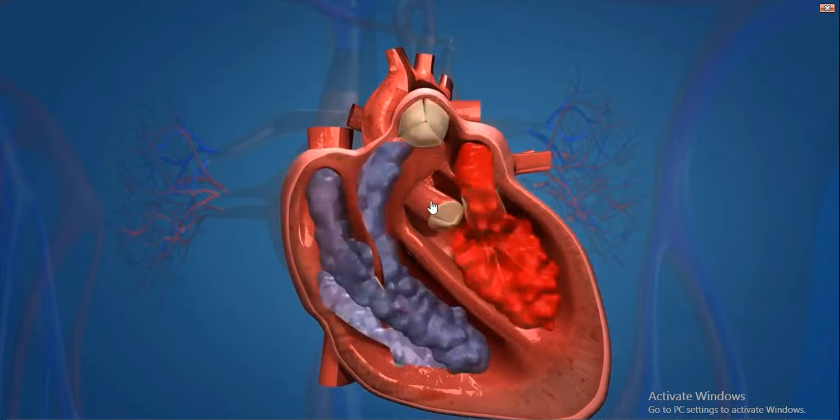Okay, this is the systemic aorta. Very important, the main thing. The systemic aorta starts from the left ventricle. Semilunar valves are given here. Then this is another one, the pulmonary artery.